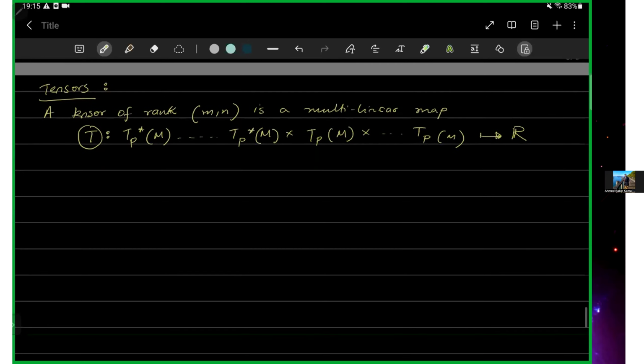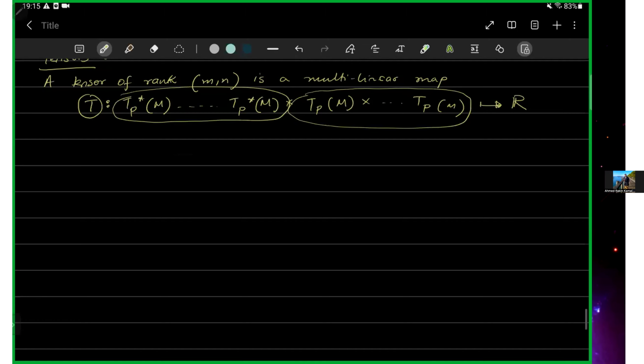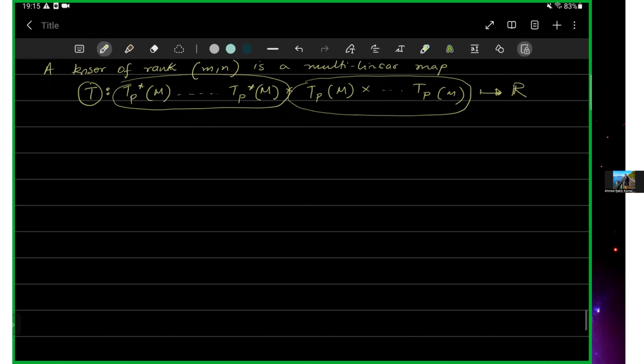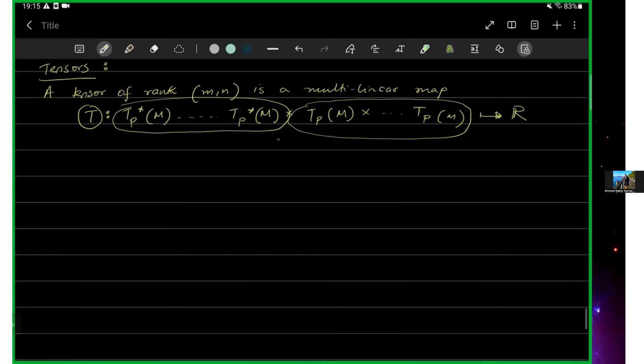Okay, so why do I have components of the dual space, the dual tangent space, and also the tangent space itself? Because remember that I'm talking about a tensor of rank m and n, right? So in other words, what it means is that if I have m number of covectors and n number of vectors, a tensor of type m and n, which looks like this, just produces a real number because it maps to the real number space. Okay, are there any questions?